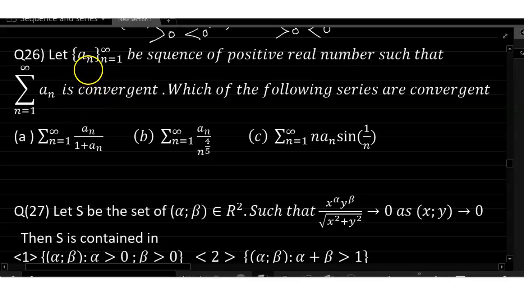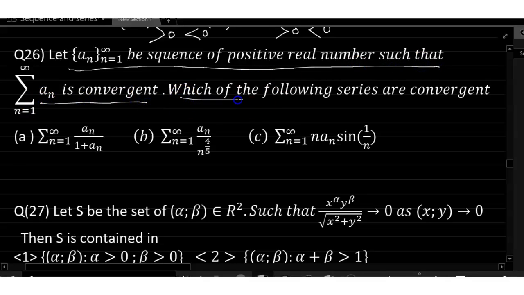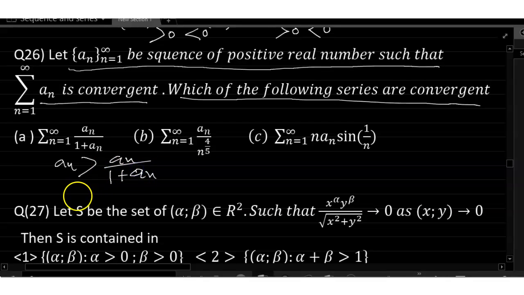Now a_n, n equals 1 onward, is a sequence of positive real numbers. Sum of a_n is convergent. Which of the following series are convergent? Now a_n is obviously greater than a_n divided by 1 plus a_n. So by comparison test, this is convergent.